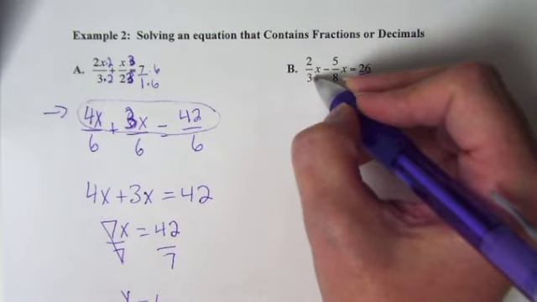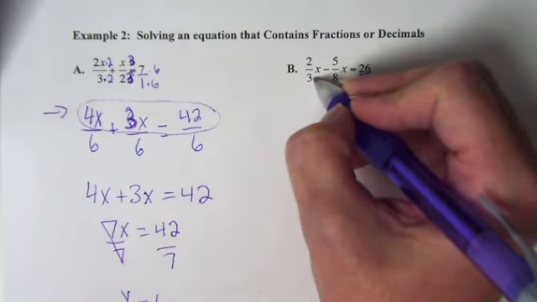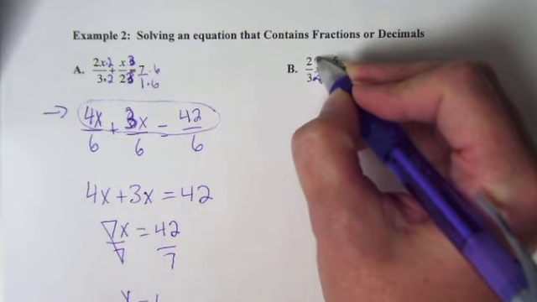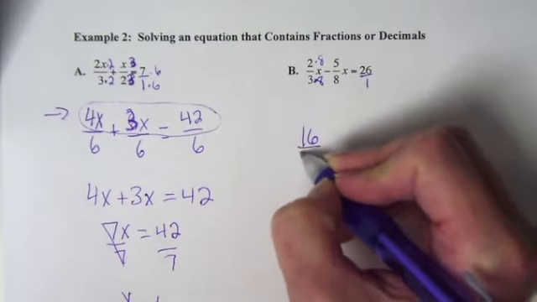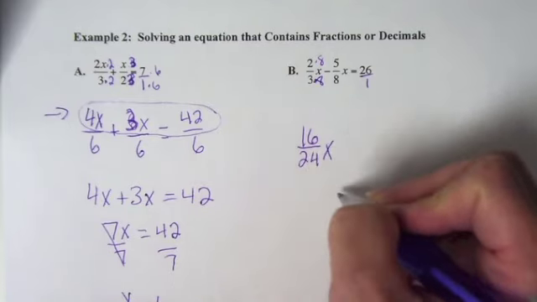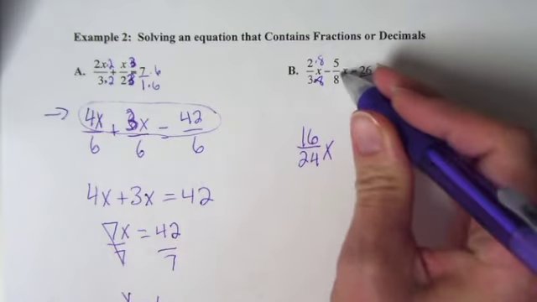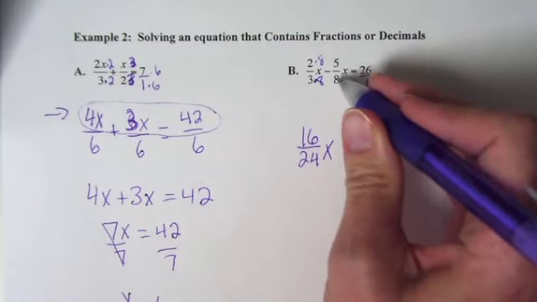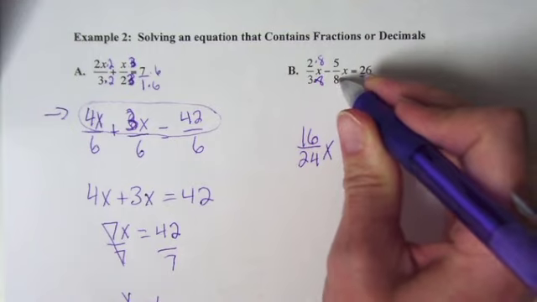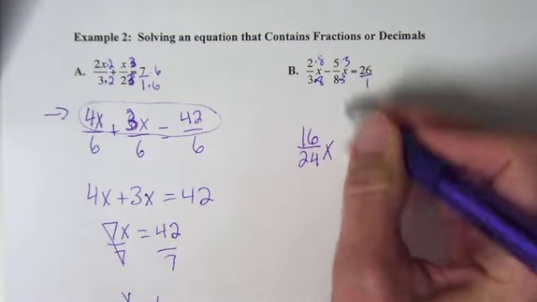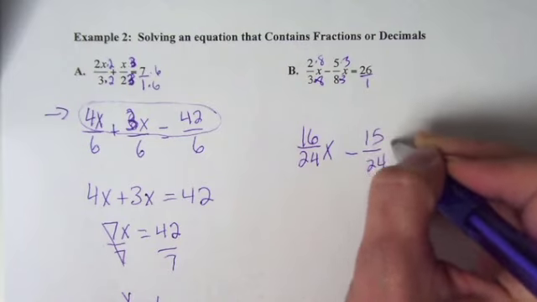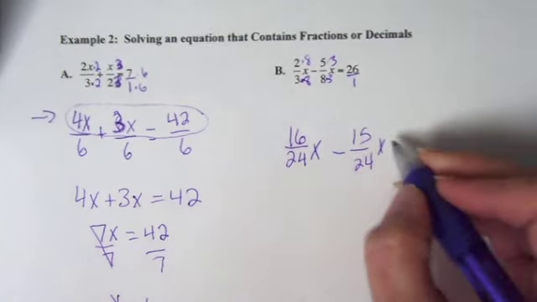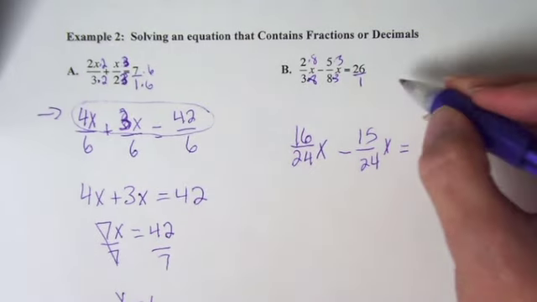So right now, to get the 3 to be a 24, we need to multiply that by 8, which means we need to multiply the top by 8. So that's going to give us 16 over 24x, right? 16 over 24x. And then to get the 8 to be 24, we want to multiply that by 3. So we get minus 15 over 24x, all right, equals, and then we got to do it to the last one also.